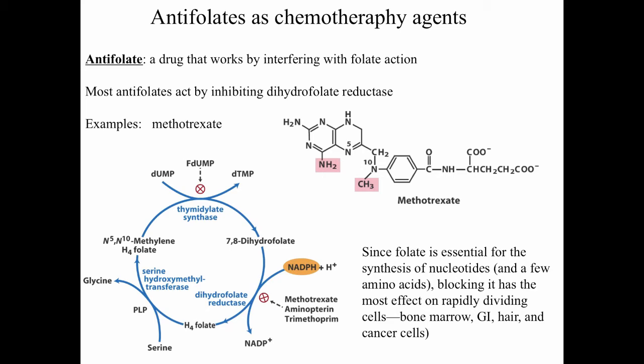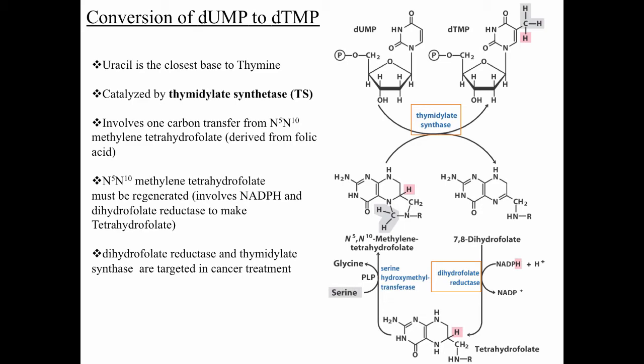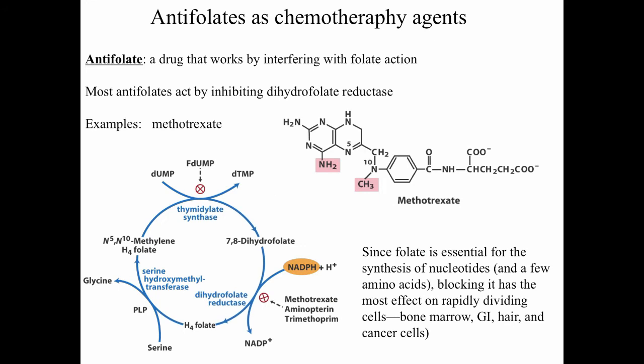And methotrexate looks very similar to 7,8-dihydrofolate. So it acts as kind of like a competitive inhibitor. So it inhibits dihydrofolate reductase, and that means that the 7,8-dihydrofolate cannot be recycled into the N5-N10 methylene tetrahydrofolate, which then this reaction can't occur. So since folate is essential for the synthesis of nucleotides and some amino acids, then blocking it has the most effect on rapidly dividing cells.